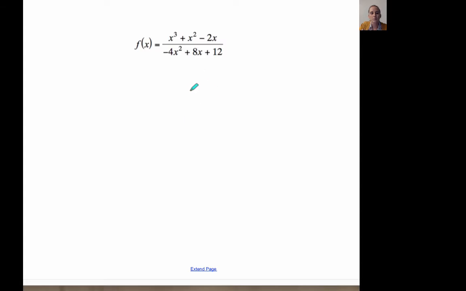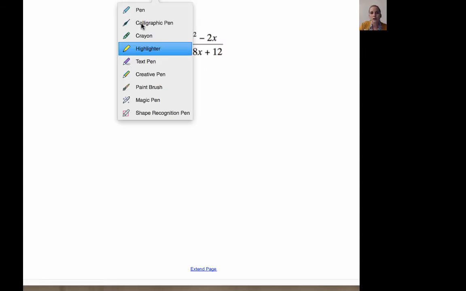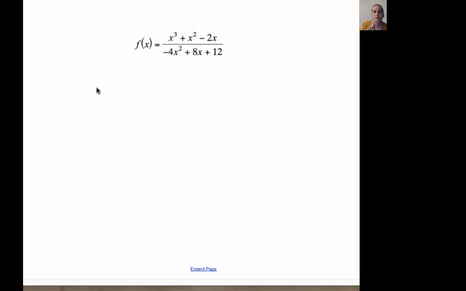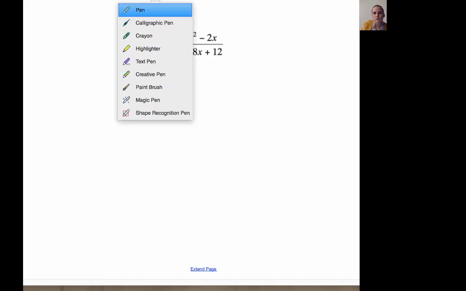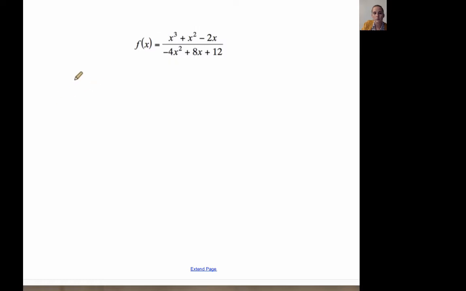In this problem, we are going to determine the zeros. And let's see, first let's determine the zeros by setting the numerator equal to 0 and solving. So to find the zeros, we're going to say x cubed plus x squared minus 2x equals 0. And this, of course, we are finding zeros.